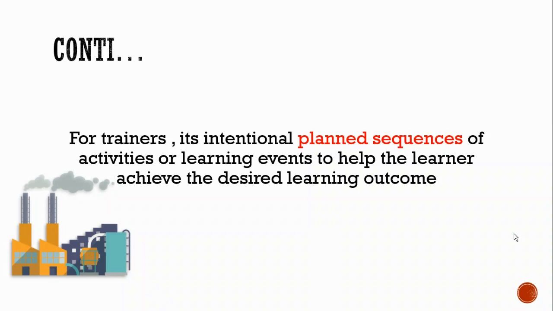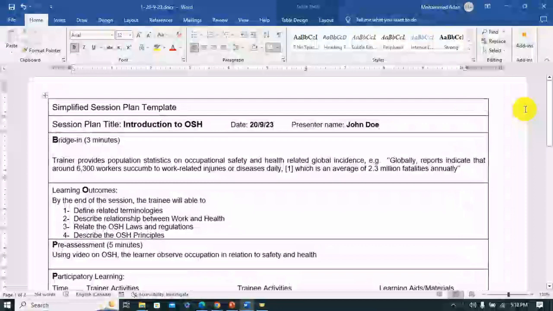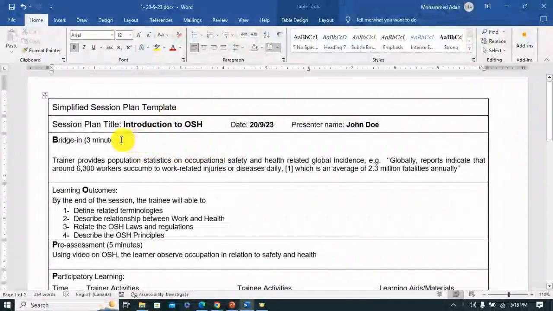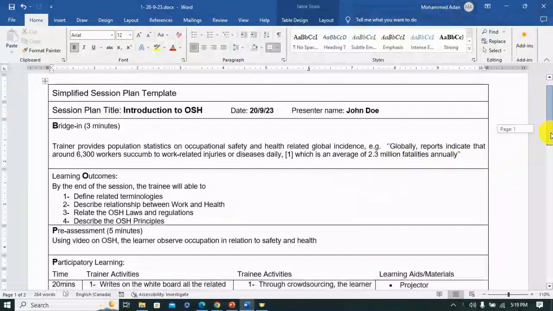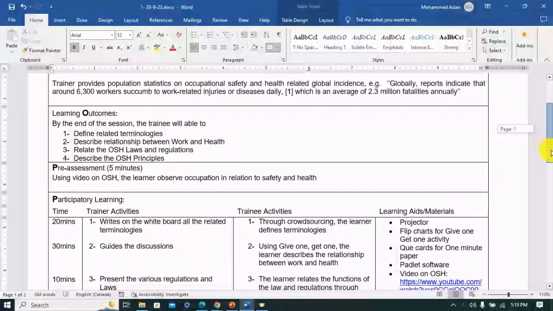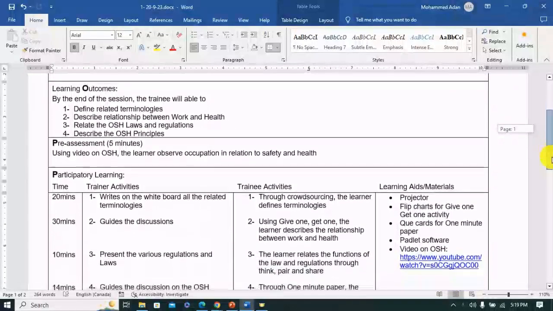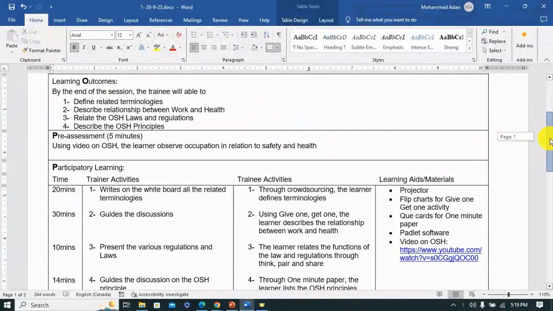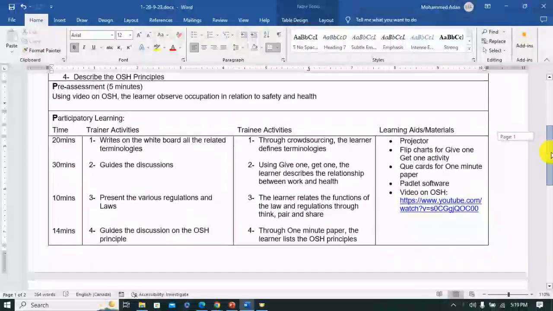And therefore, these active learning strategies should be planned in a sequential manner. So they need to have a flow in how you're delivering your sessions. You need to start from one, the way it is organized in your session plan. And we talked about the session plan being a guiding tool for trainers. And therefore, for us, it is about a planned sequence of activities that we are going to use to support the learners to achieve their learning outcomes.